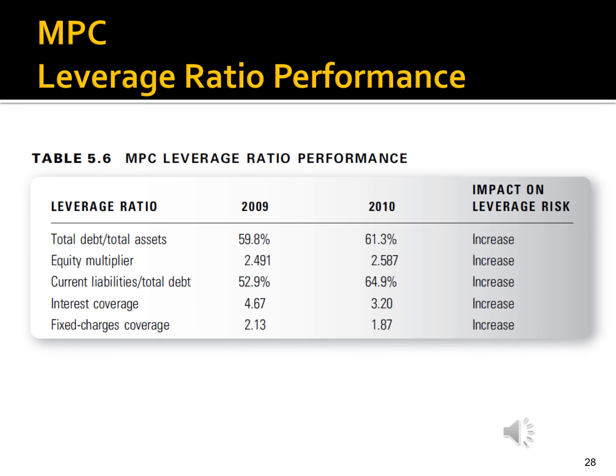Based on the summary of the MPC example, we can see here the leverage ratio performance of the company is good, meaning that the ability of the company to pay their liability, based on their asset, is increasing, which is a good condition. So we have total debt, total asset, equity multiplier, current liabilities over total debt, and interest coverage, fixed charges coverage all increase in 2010 compared to 2009.